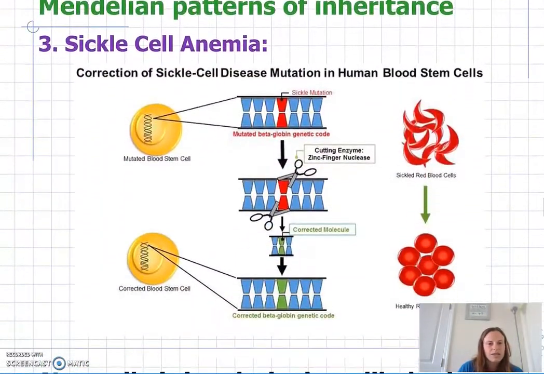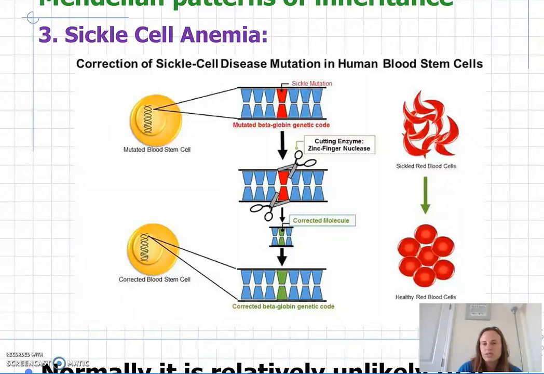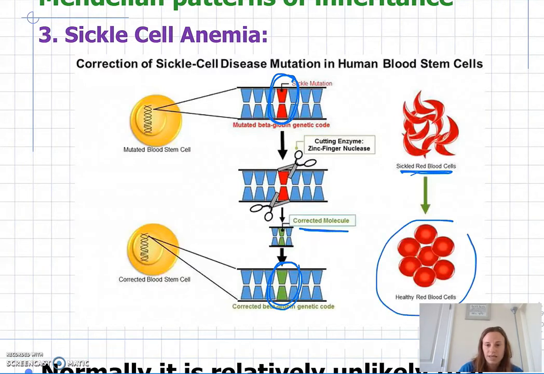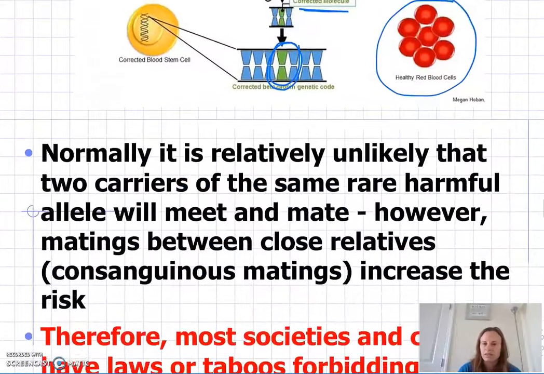Could you imagine if we could potentially go into a person's DNA and fix their mutation in order to create a normal or a corrected DNA? CRISPR is at the forefront of today's technology, and it makes this possible where we could potentially eliminate sickle cell anemia from a person and give them healthy red blood cells. However, there are many ethical implications that come along with technology like this.